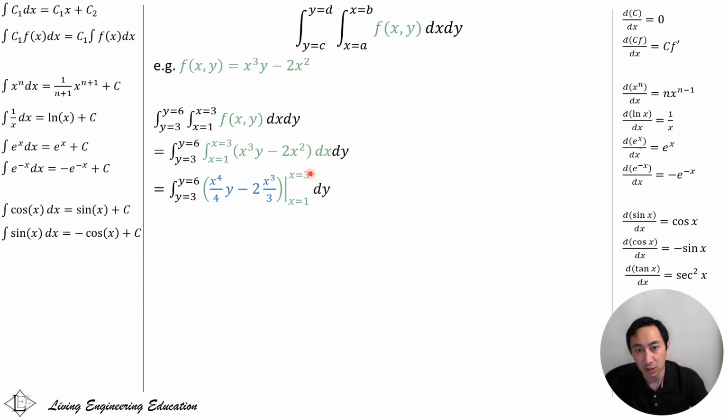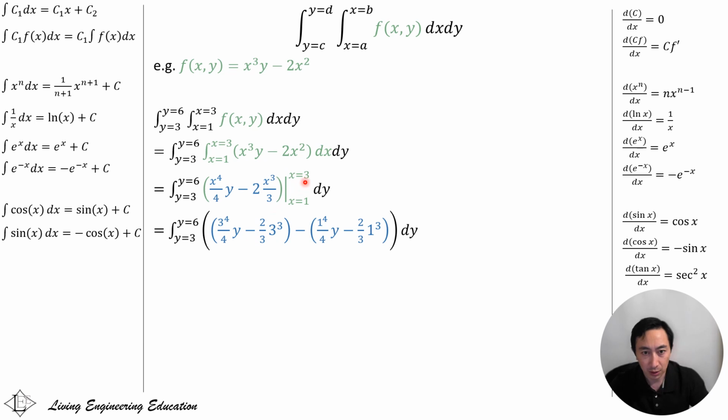So let's apply the upper and lower limits. Remember, you apply the upper limit by plugging in here, and subtract that by applying the lower limit to this function. So I'll plug in 3 wherever you see x, so it'll be 3 to the 4th power over 4 y minus 2/3 times 3 cubed. That's my upper limit, minus my lower limit, 1 to the 4th power over 4 y minus 2/3 times 1 cubed. Okay, so we can simplify this, and then we'll solve the second integral.